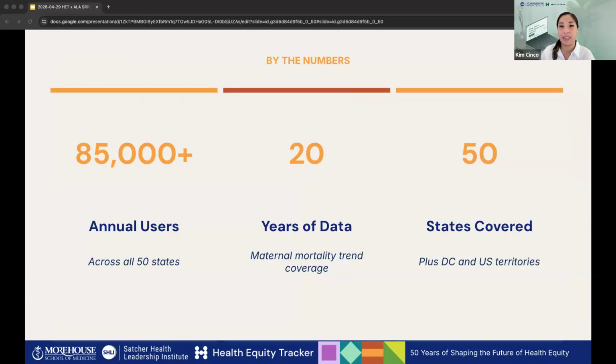So just to give you a sense of the platform's reach: 85,000 users annually across all 50 states and US territories, 20 years of maternal mortality trend data, coverage across all 50 states plus DC and US territories. These are not researchers in ivory towers. These are people doing work in their communities, and they're using this data.